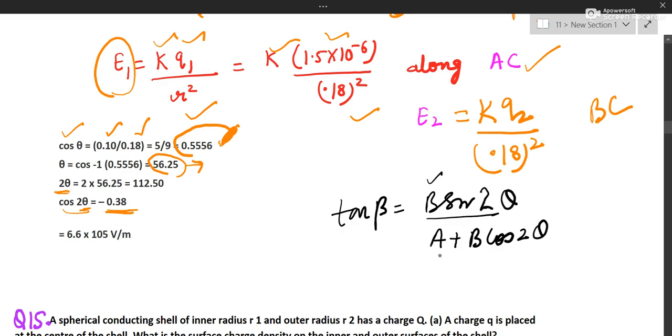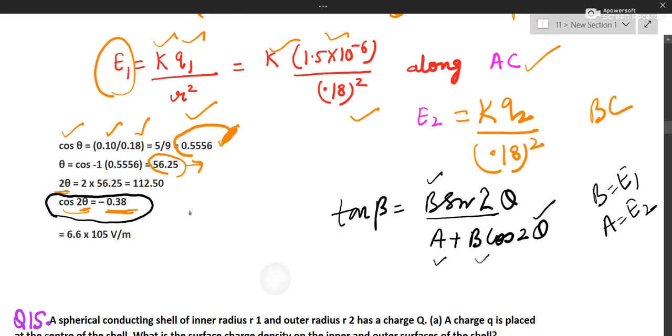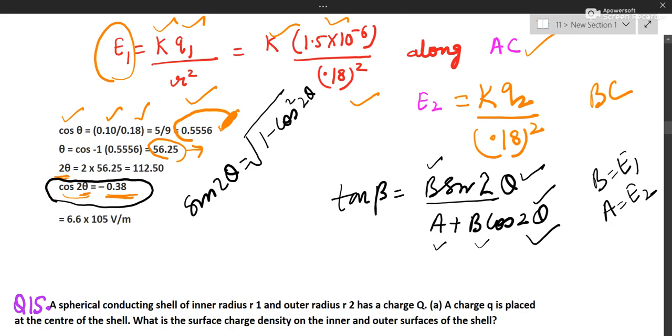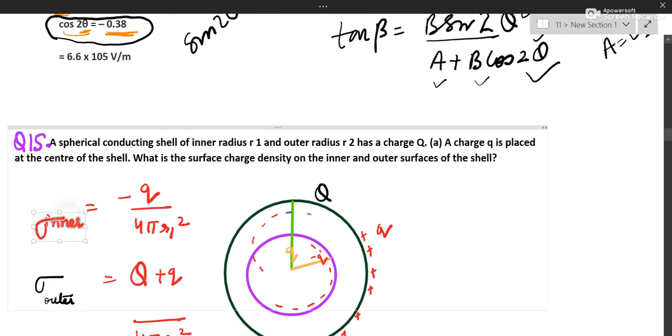Now B and A you can imagine as E1 and E2. Suppose B is E1 and A is E2. Please substitute. And cos 2 theta is already here. If cos 2 theta is this, how can you find sin 2 theta? You know it. Sin 2 theta will be the square root of 1 minus cos square 2 theta. So you can substitute here, sin 2 theta in the numerator and cos 2 theta in the denominator, and find tangent beta. That will be for direction. Now coming to question number 15.